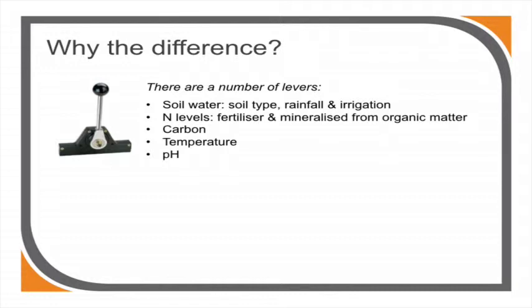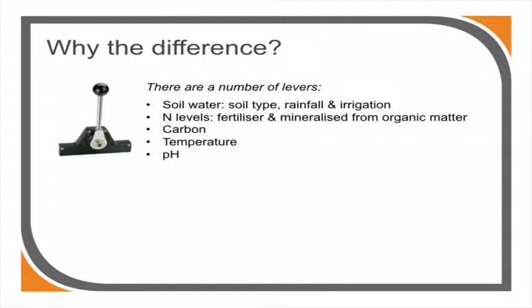Well, why the difference? Essentially I always think of it like a lever, and you can have one half on, half off, all the way on, all the way off. As I mentioned, soil water, so soil type, rainfall, irrigation: depending on that, the propensity of that soil to actually hold on to that water and stay in a waterlogged state is going to have a big impact on this. What are our background nitrogen levels? If we haven't got nitrogen there in the first place, well, we can't lose it.